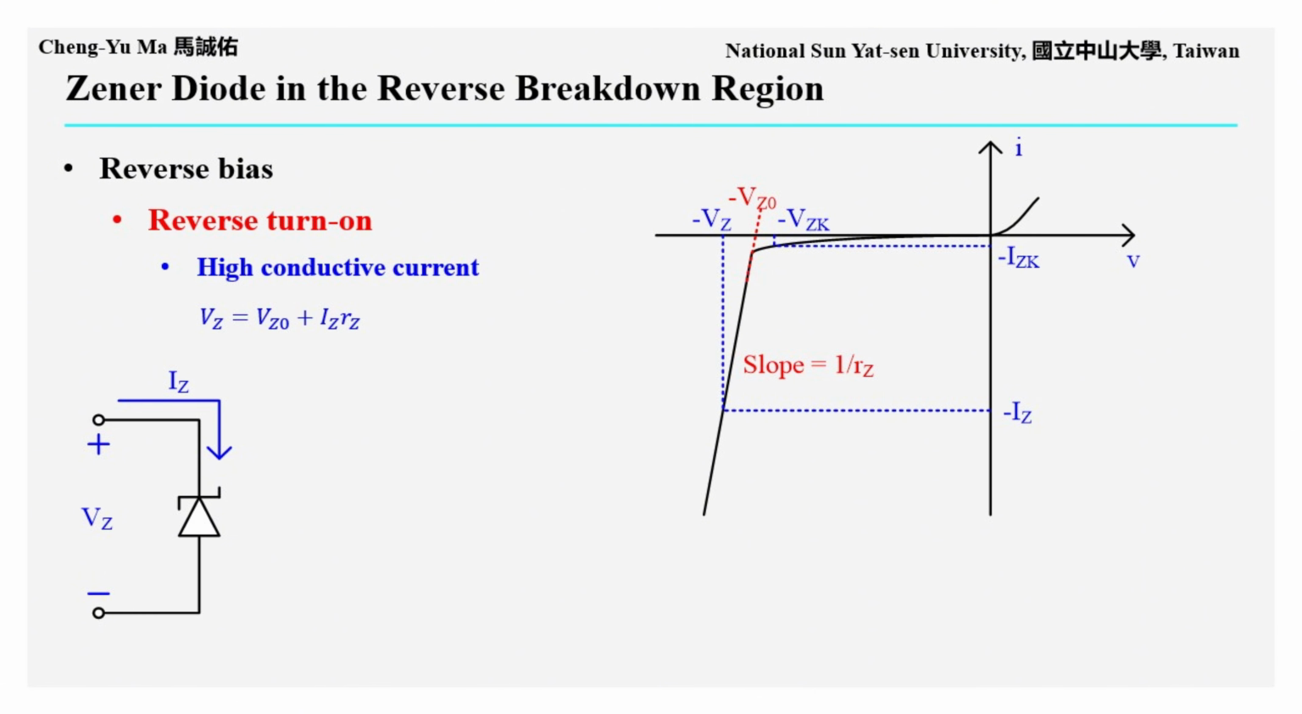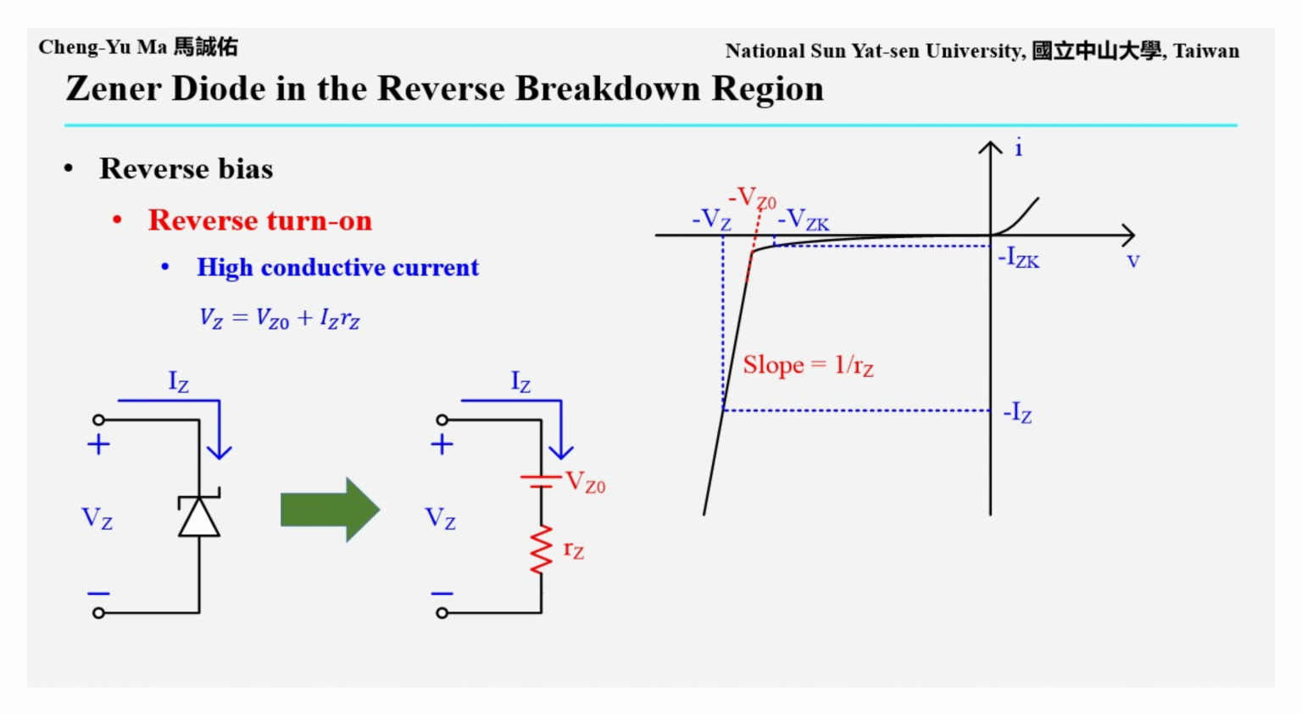The reverse conduction current voltage relationship of a Zener diode can be written as VZ equals VZ0 plus IZ times RZ. Here, IZ is the reverse conduction current when the diode operates at reverse voltage VZ. VZ0 is the x-axis intercept of the linear current voltage line as shown in the diagram. The slope of this line is 1 over RZ.